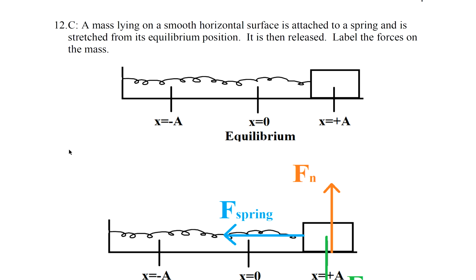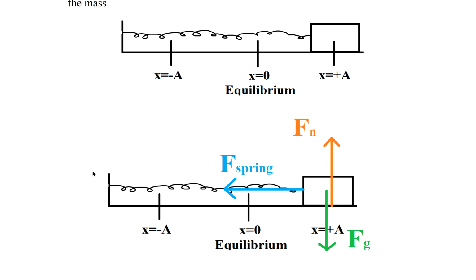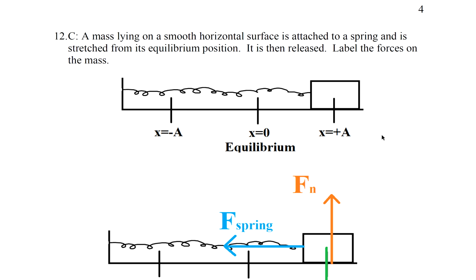Question 12. A mass lying on a smooth horizontal surface is attached to a spring and is stretched from its equilibrium position. It is then released. Label the forces on the mass. So you have an object here, you release it. What forces do you have? Force normal up equals force gravity down, force of spring on the mass to the left. And it's on a smooth horizontal surface, so there's no force of friction.